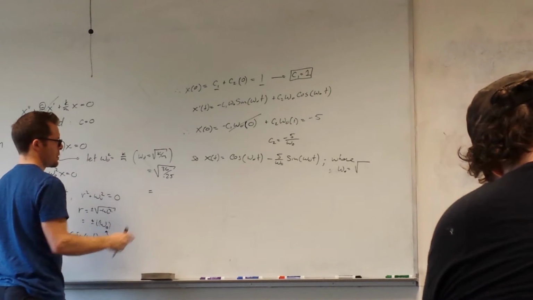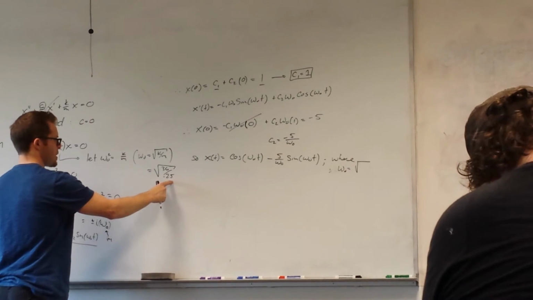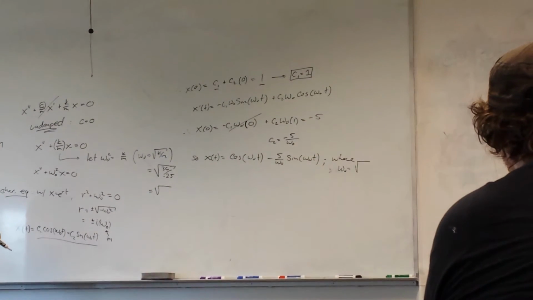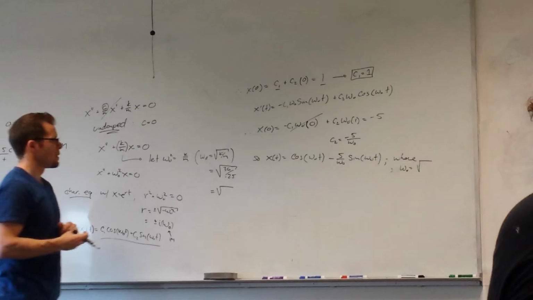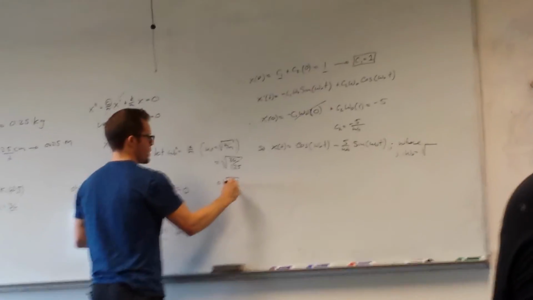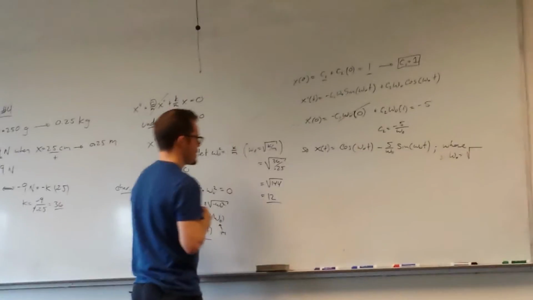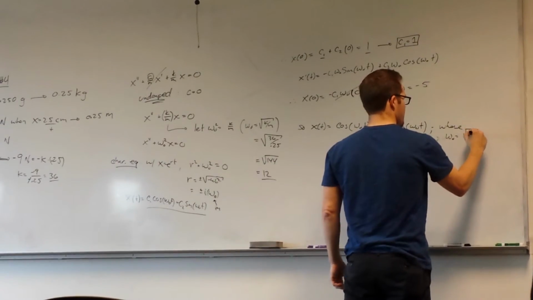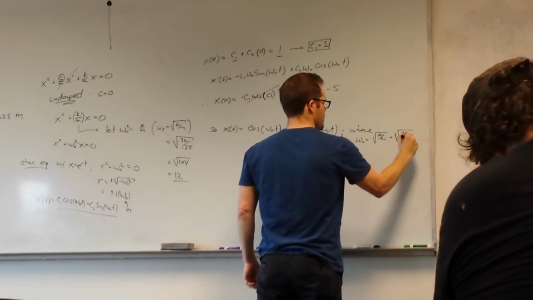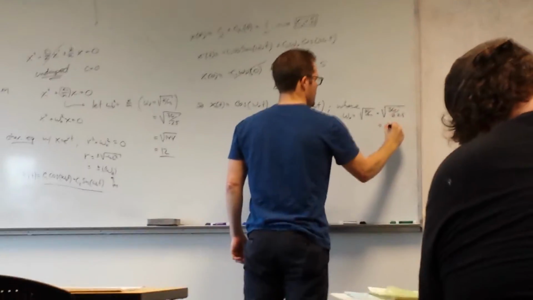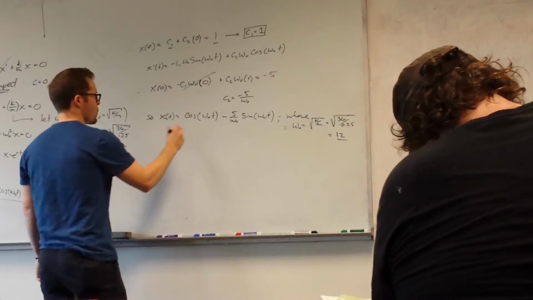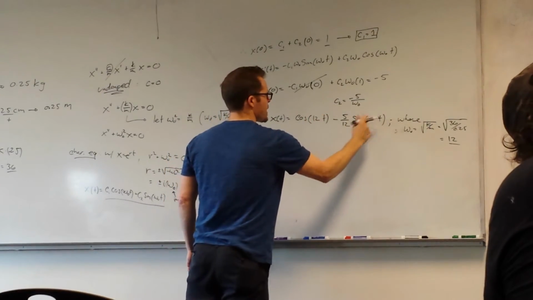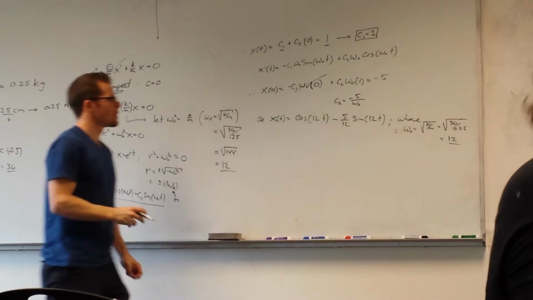Yeah, we could have done all this first, but whatever. 36 divided by 1/4 is 144, and that's just 12, isn't it? Yeah, so omega naught is 12. Okay, so let's just put that in there. It's a nice number, I thought it was going to end up as a root.